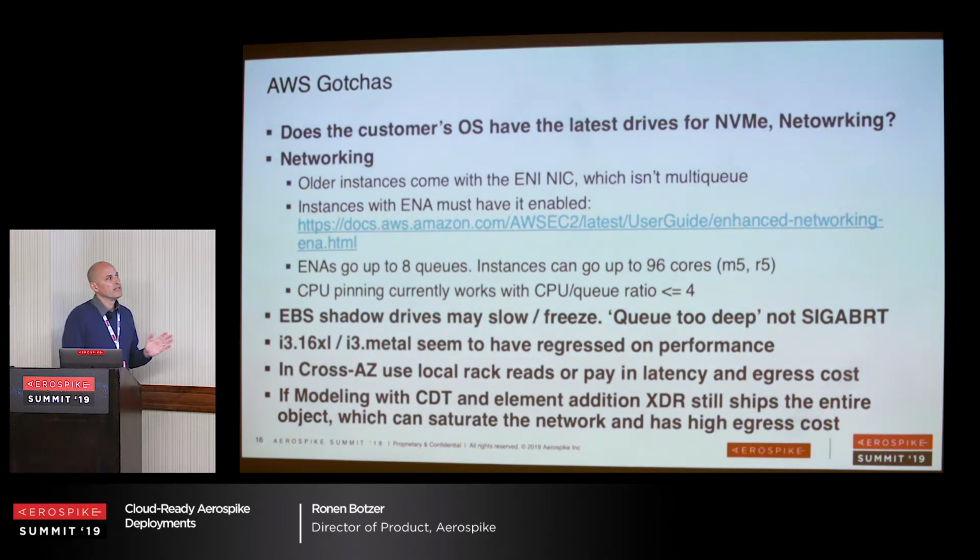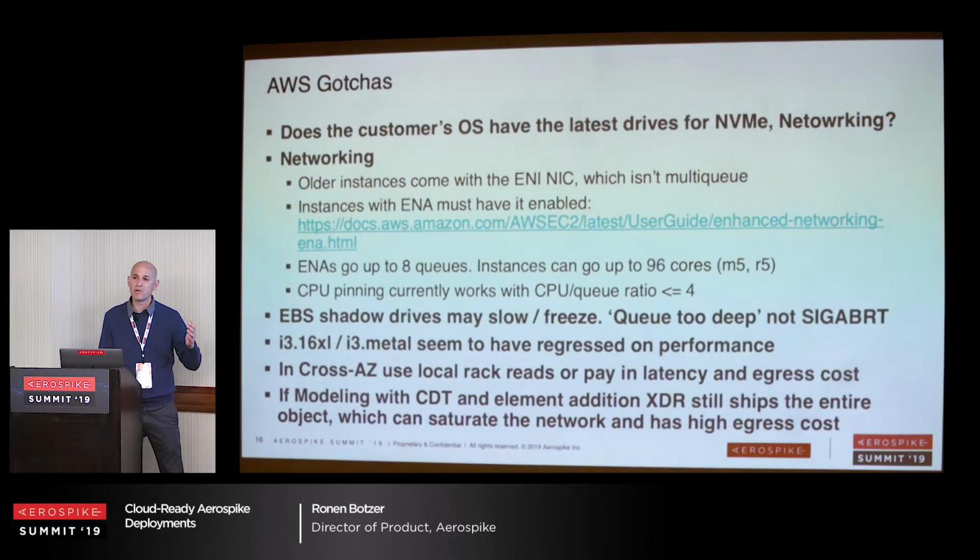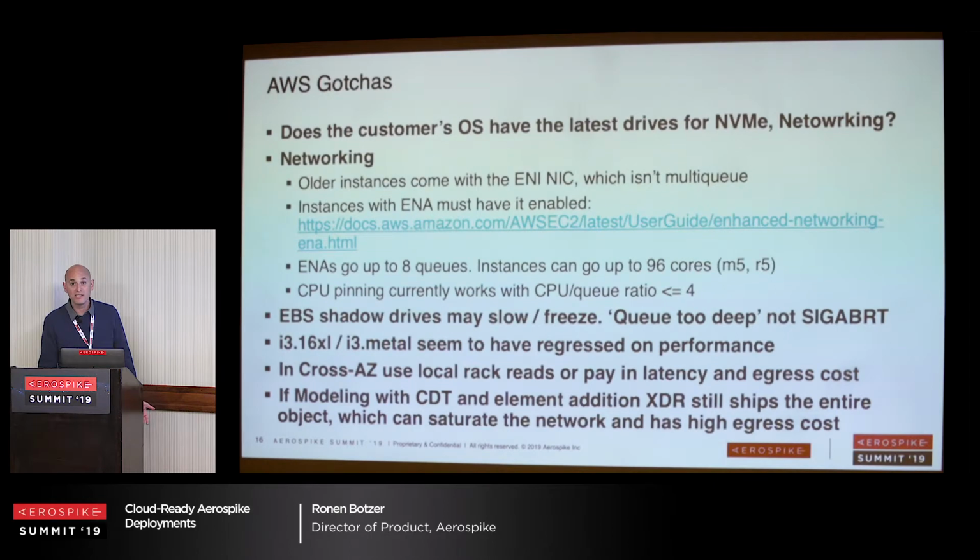And Amazon could be better. It's now limited to 8 at the most, but you can also have 96 cores in the full-size machines, all using just 8 queues. It's better than just using one, but just be aware of that. You want to turn it on for sure.